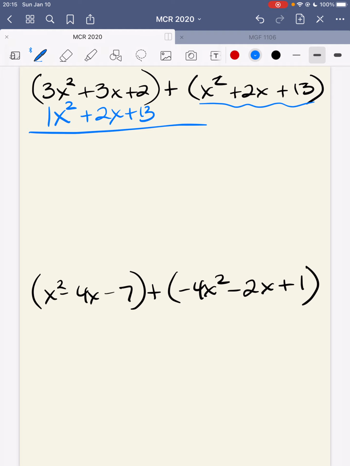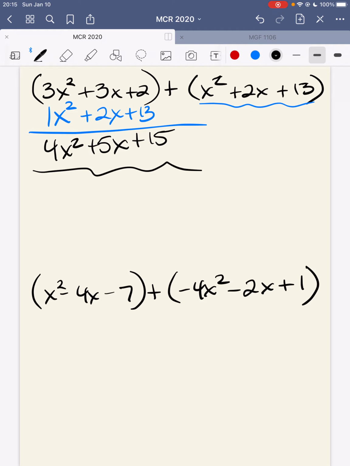So 3x squared plus 1x squared is 4x squared. 3x plus 2x is going to give me 5x. And 2 plus 13 is going to give me a positive 15. So at the end here, I've added them, and I just write them under each other, and it makes my life just a little bit easier.